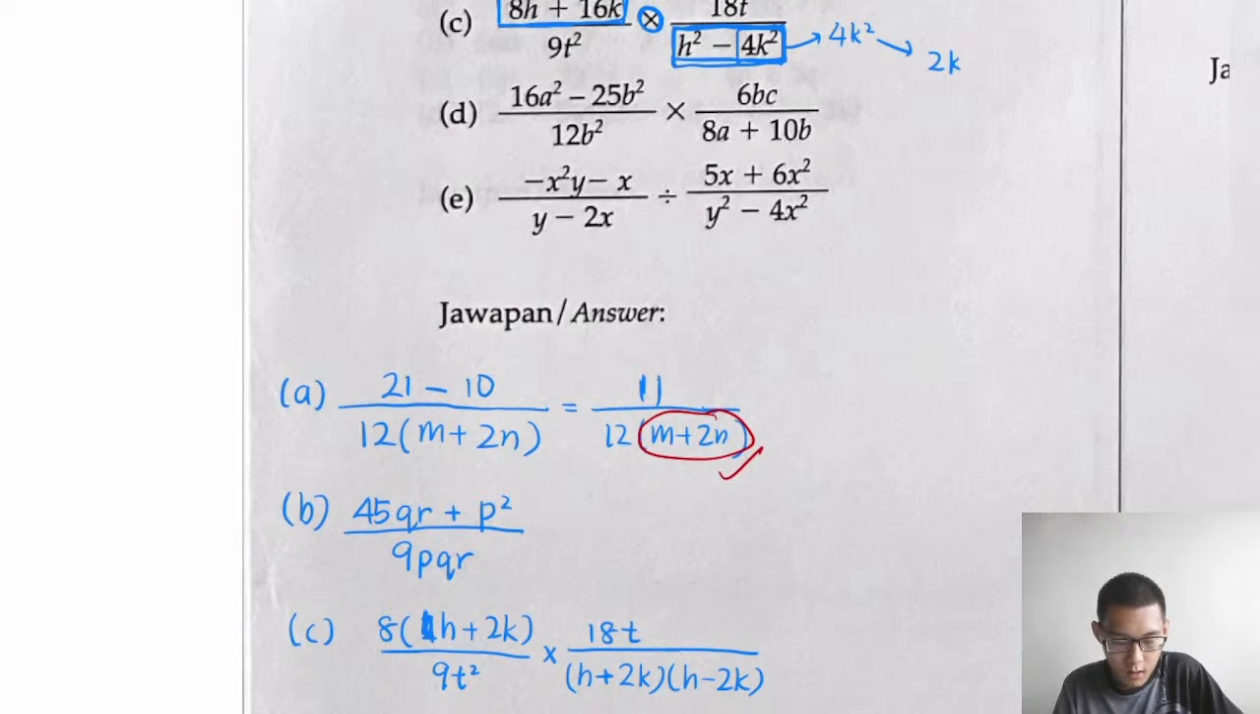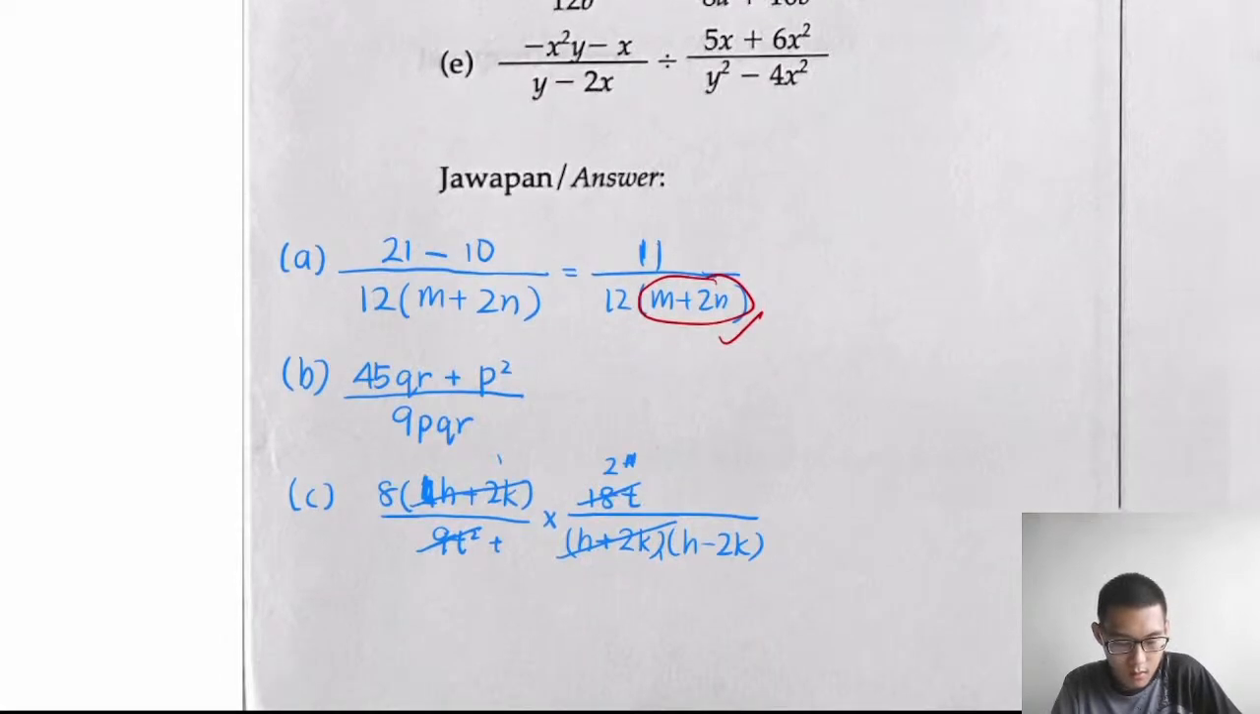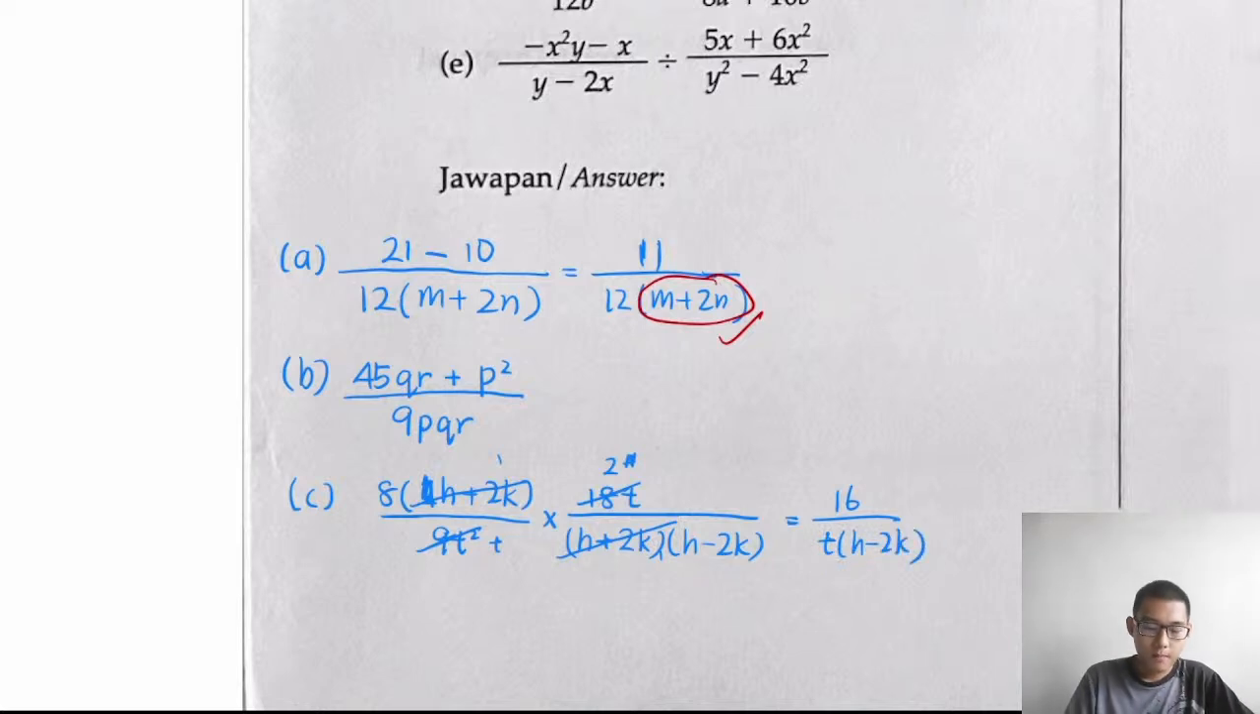So now we have this one, simplify. So here we can simplify. T no already, but here we have t, left t. So now we try to check. 8 times 2 becomes 16, and t times h minus 2k. So the answer is this.